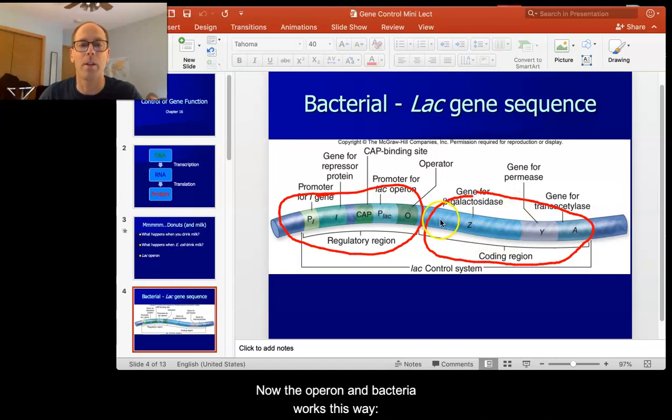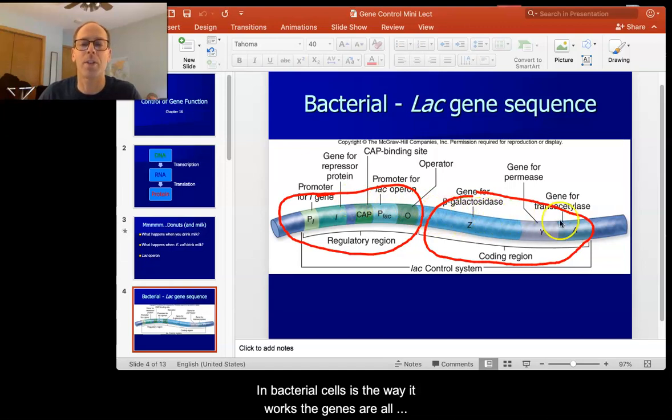Now, the operon in bacteria works this way. You'll notice there's three genes. This one's labeled LAC-Z, this one's LAC-Y, and this is LAC-A. These three genes are used by the cell to basically break lactose into glucose and galactose, and then modify the galactose part into glucose. So all the genes we need to process that are right here. And that's the way it works in bacterial cells.